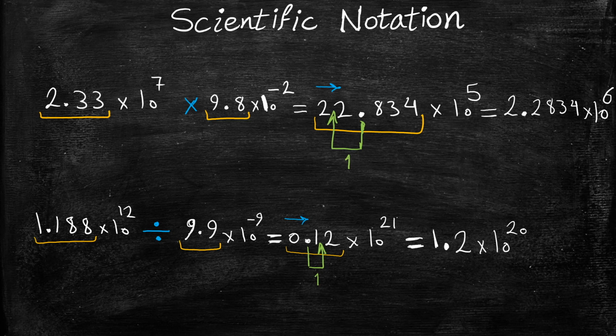That's it. That's how we deal with multiplication and division of scientific notation. So when you're shifting the decimal point to convert a number into scientific notation, if you shift the decimal point to the left, then you have to add the number of positions that you shift the decimal point to the power of 10. If you shift it to the right, you subtract from the power of 10.